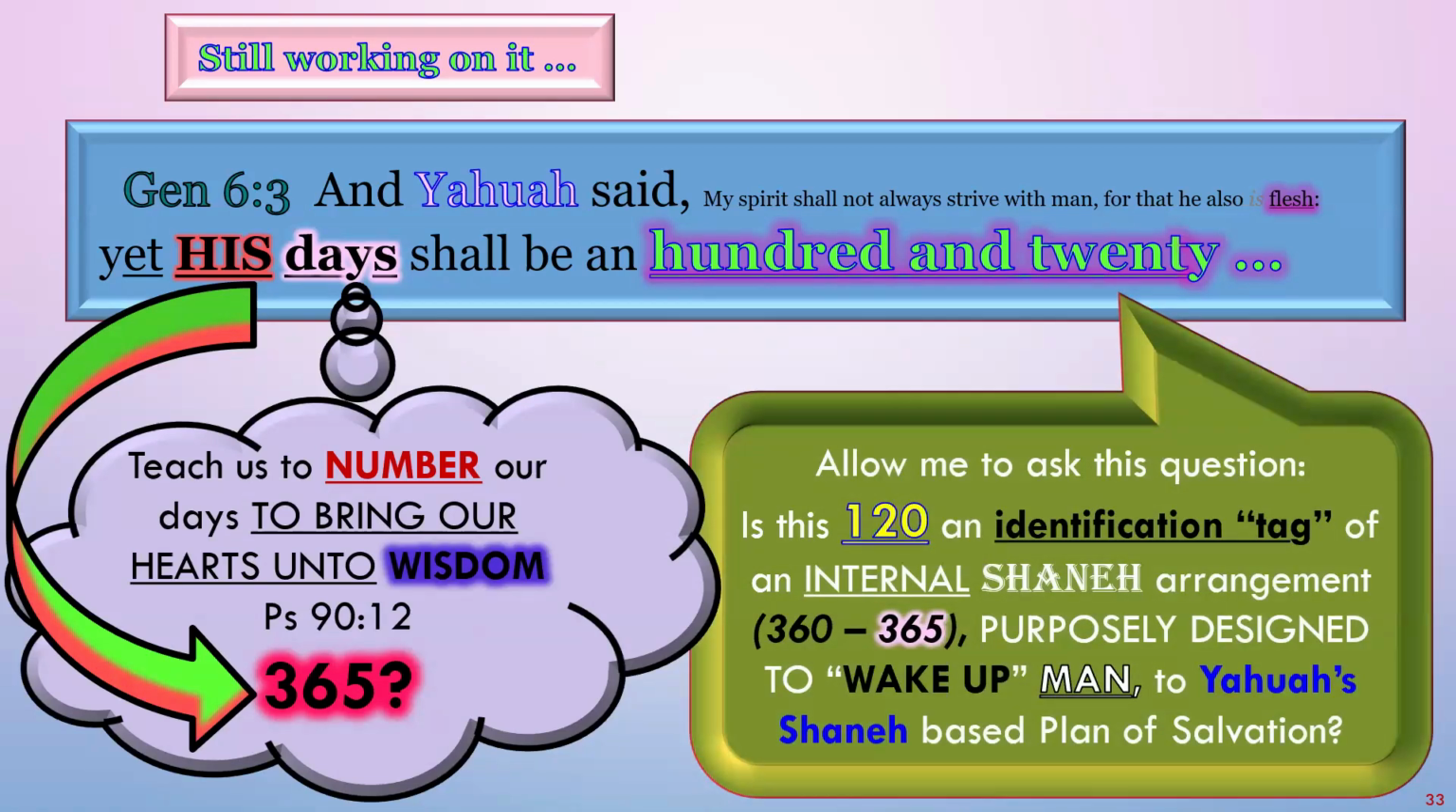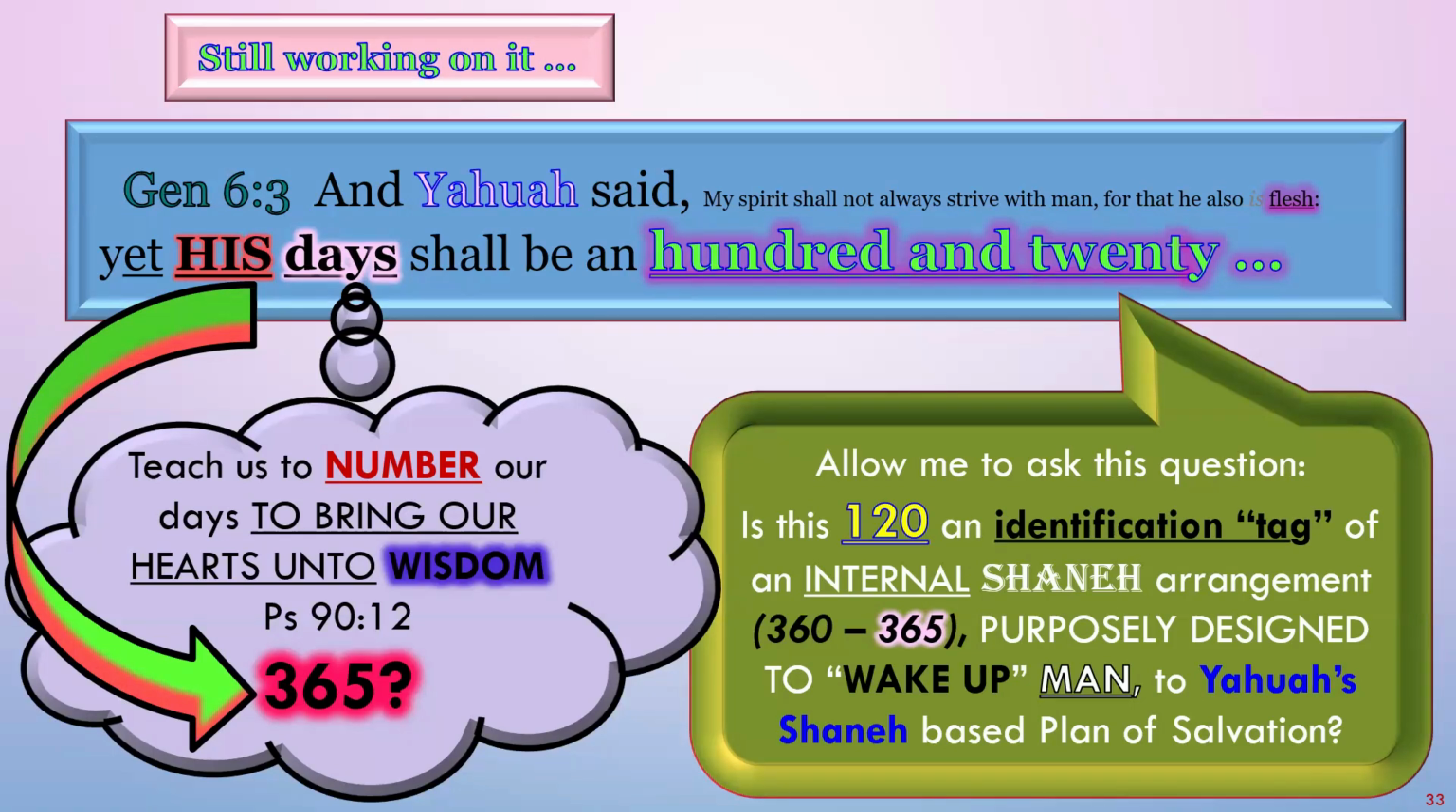Is this 120 value an identification tag of an eternal Shana arrangement, being 360 cycles to 365? And is it purposely designed to wake up man to Yahuwah's Shana, his Shana-based plan of salvation? How is this going to wake up man?